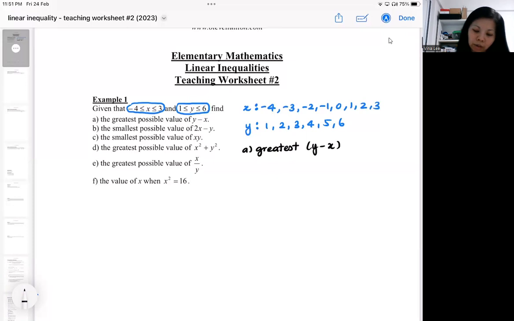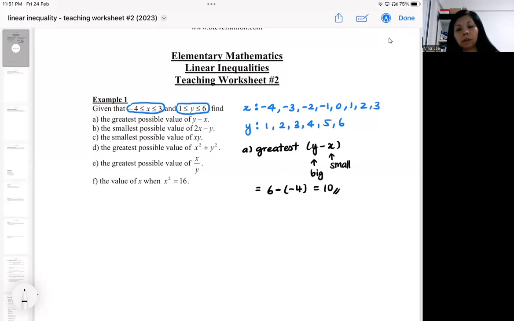So you got to think a little bit. So this one you want to be as big as possible. And for x, you would like to be as small as possible. So if you think this way, then you'll be using a 6 minus -4. So that will give you a 10. So that will be the greatest difference between y and x.